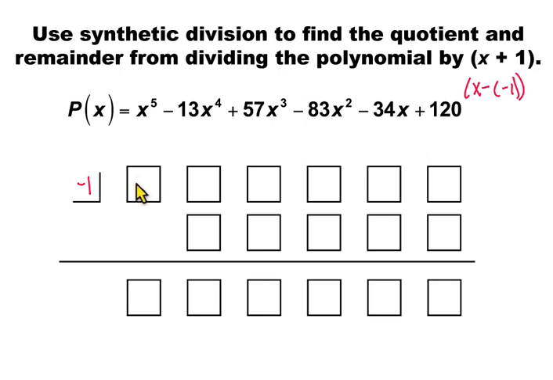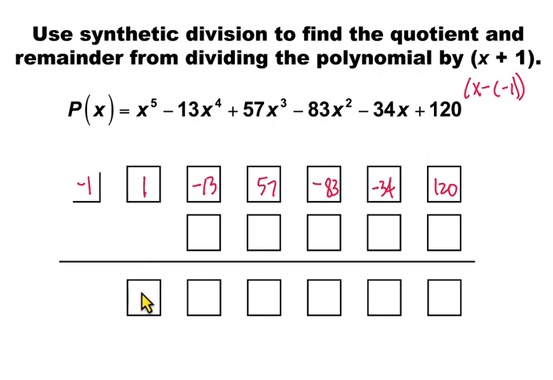Fill in the coefficients from the polynomial here. So the x to the 5th term has a coefficient of 1. The x to the 4th term has a coefficient of negative 13. This term has a coefficient of 57. This one has a coefficient of negative 83. This one has a coefficient of negative 34. And the constant term is 120.